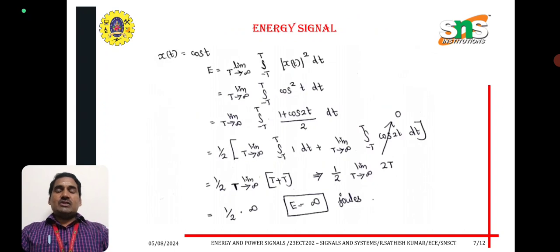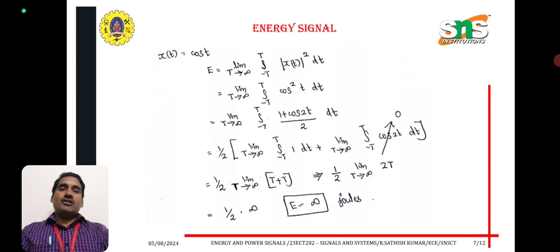Example: x(t) = cos t. Energy E = limit T tends to infinity of the integral from -T/2 to +T/2 of |x(t)|² dt, which is the integral of cos²(t) dt. cos²(t) is equal to (1 + cos 2t)/2. Now we can take 1/2 as common: limit T tends to infinity of the integral from -T/2 to +T/2 of 1 dt, plus limit T tends to infinity of the integral from -T/2 to +T/2 of cos(2t) dt.